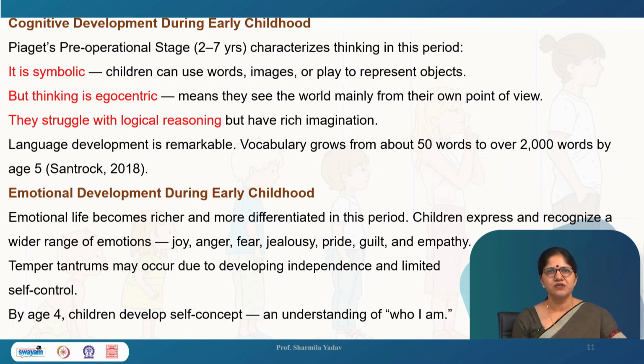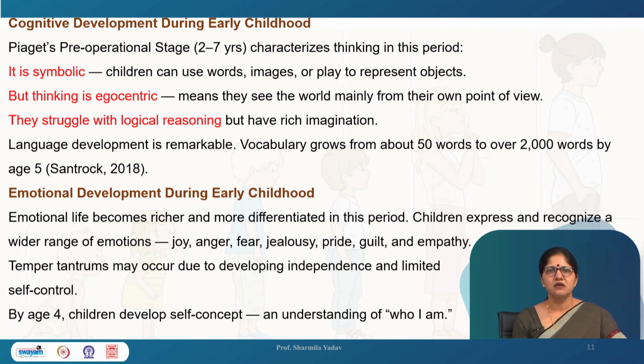Language development is remarkable here. Vocabulary grows from about 50 words to over 2000 words by the age of 5. Emotional development during early childhood. Emotional life becomes richer and more differentiated in this period. Children express and recognize a wide range of emotions: joy, anger, fear, jealousy, pride, guilt, and empathy.